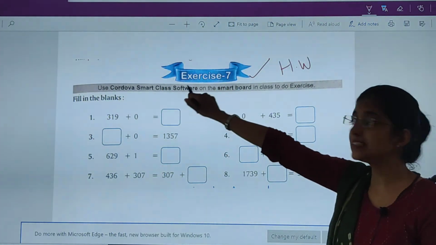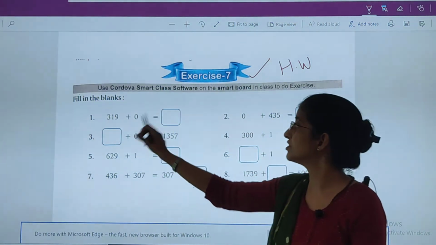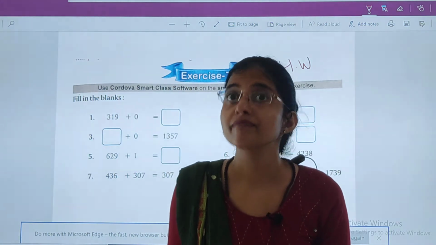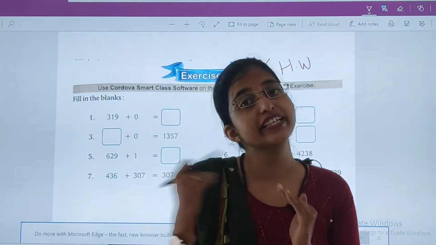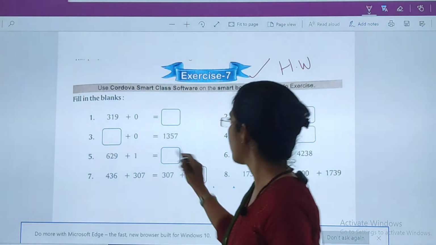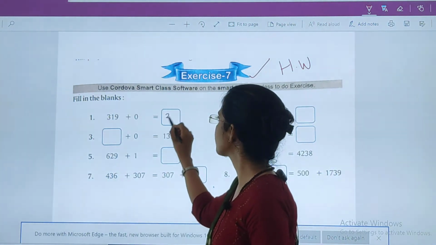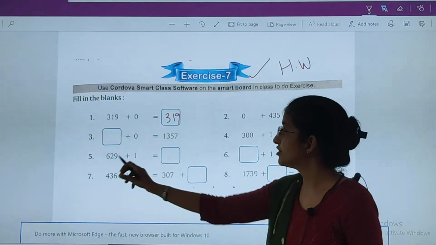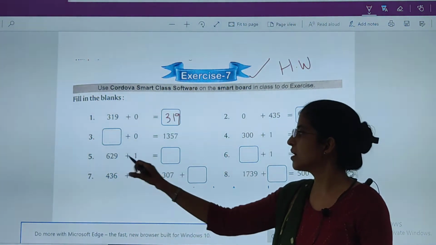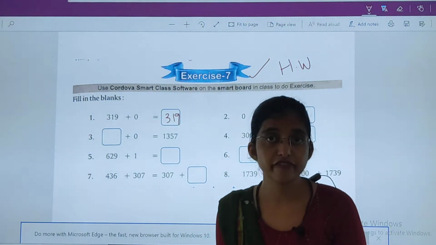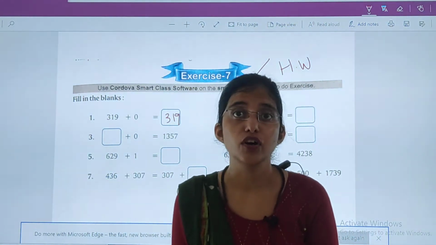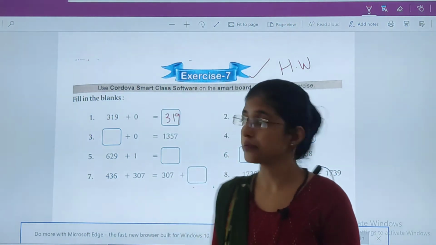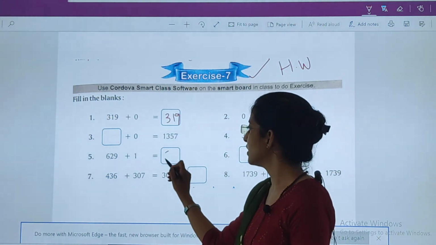Homework exercise 7. See, 31 plus 0. What will be your answer? Remember the first property? Yes, whenever we add 0, we get the number itself. So my answer here will be 31. Then 629 plus 1. Whenever we add 1 to a number, what we get? We get successor of the given number. So here we will get 630.